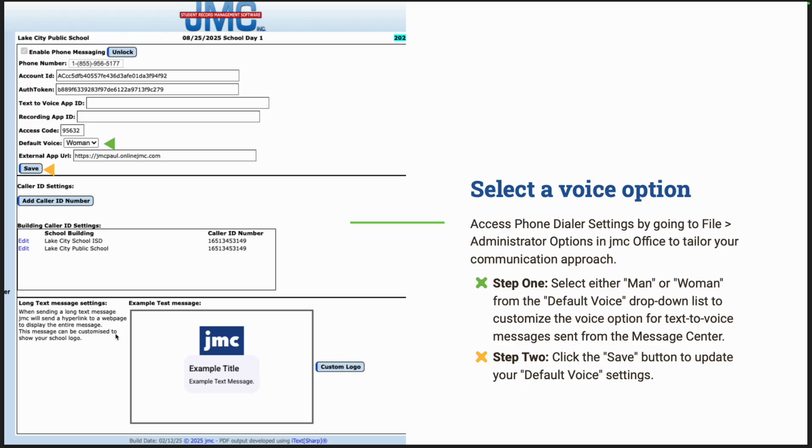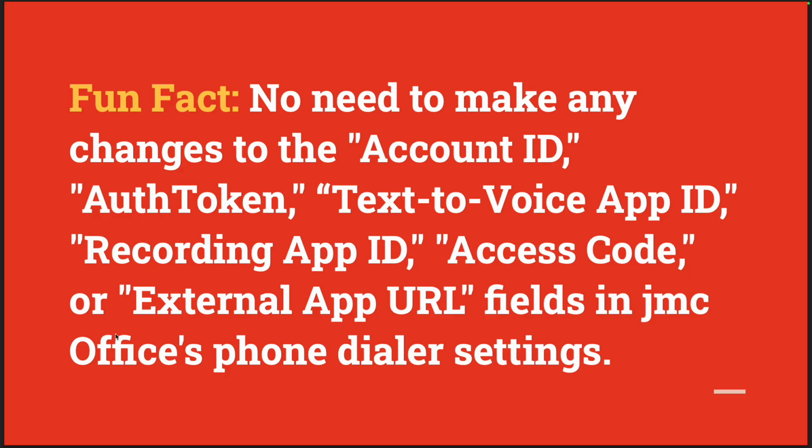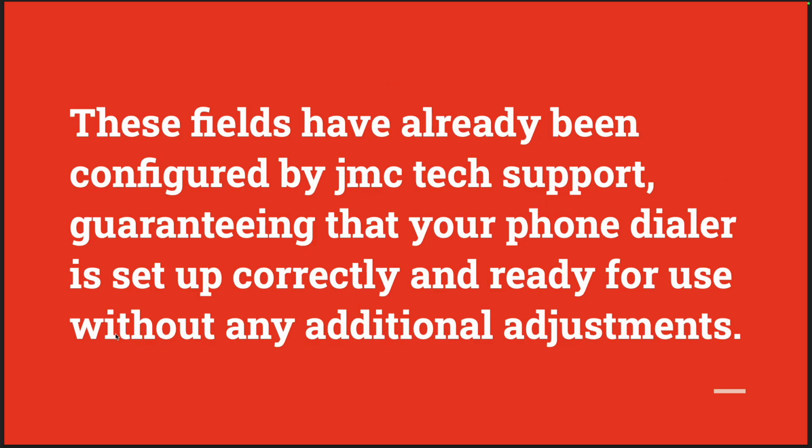Step 1, select either man or woman from the default voice drop-down list to customize the voice option for text-to-voice messages sent from Message Center. Step 2, click the Save button to update your default voice settings. Fun fact, no need to make any changes to the account ID, auth token, text-to-voice app ID, recording app ID, access code, or external app URL fields in JMC Office's phone dialer settings. These fields have already been configured by JMC Tech Support, guaranteeing that your phone dialer is set up correctly and ready for use without any additional adjustments.